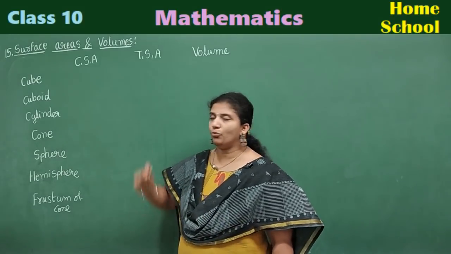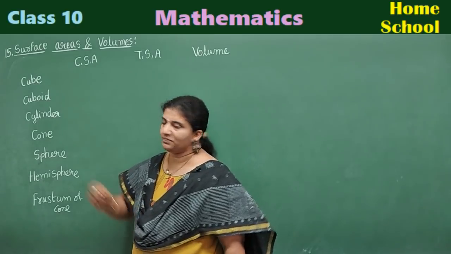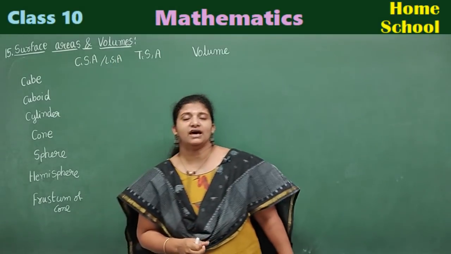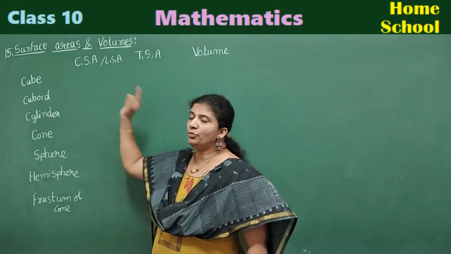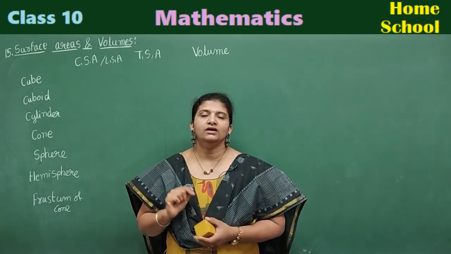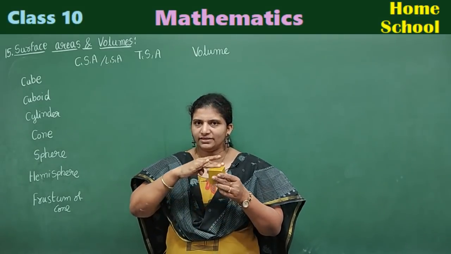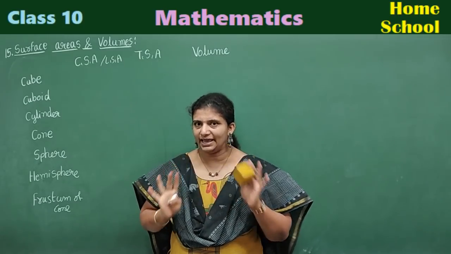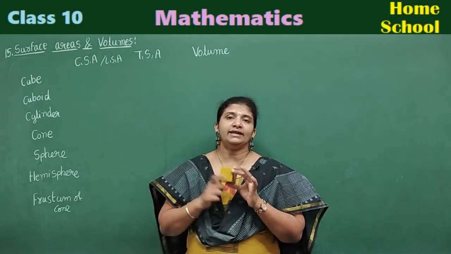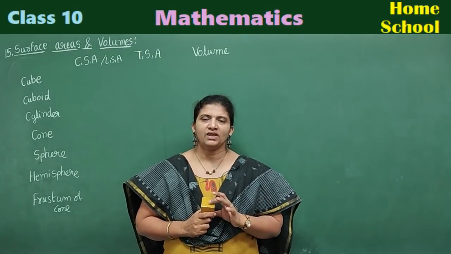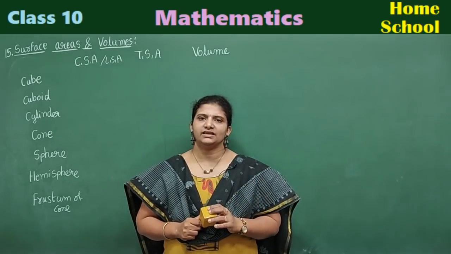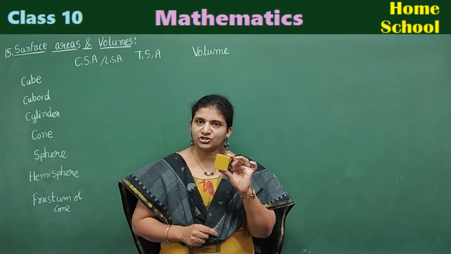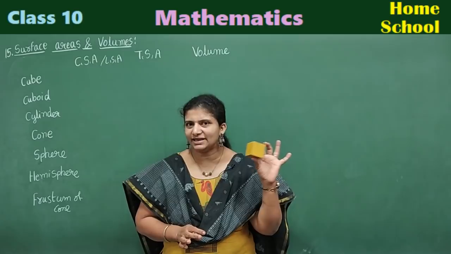So for cube and cuboid, I cannot say curved surface area. For cube and cuboid only, I say lateral surface area. Why? These are all plane, right? So I call them lateral surface areas. Coming to lateral surface area, what is the formula? When I talk about lateral surface area, which surface area am I talking about? See here, this is a cube, children. It is a three-dimensional figure where all sides are equal.